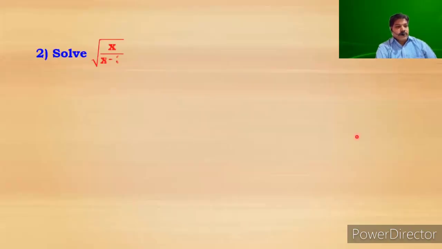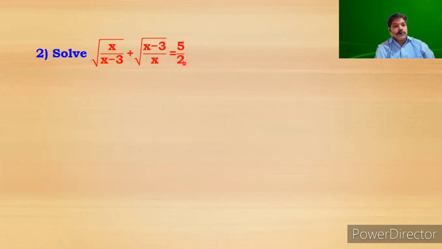See the next question. Solve root of x by x minus 3 plus root of x minus 3 by x is equal to 5 by 2. So what I observe here, x by x minus 3, and it is the reverse of this one, that is x minus 3 by x. If it is t, automatically it will become 1 by t.